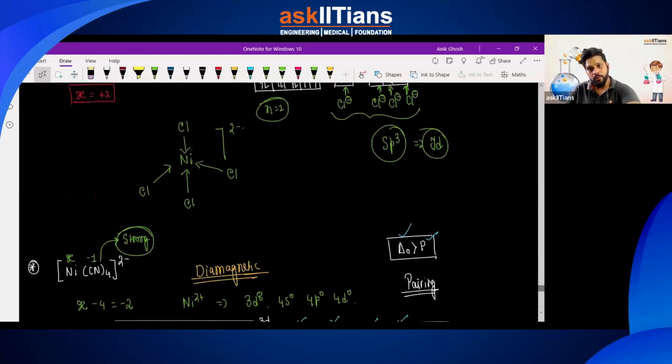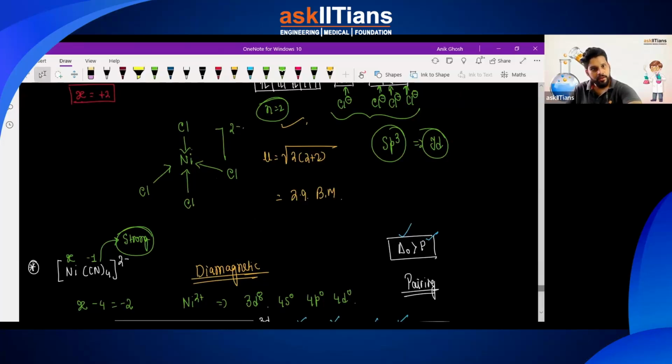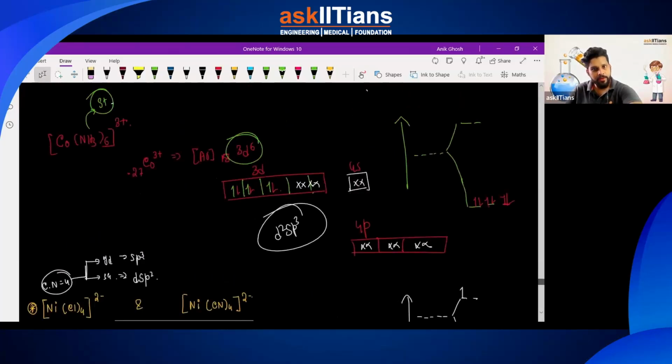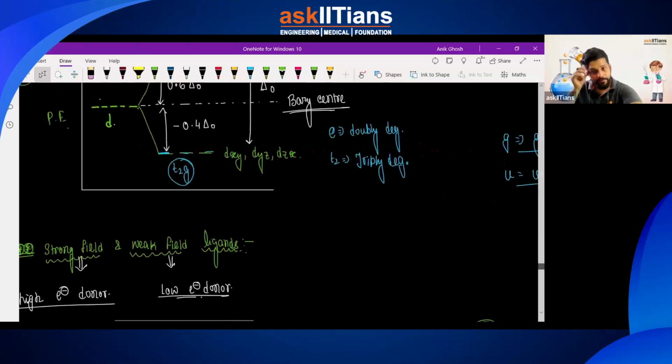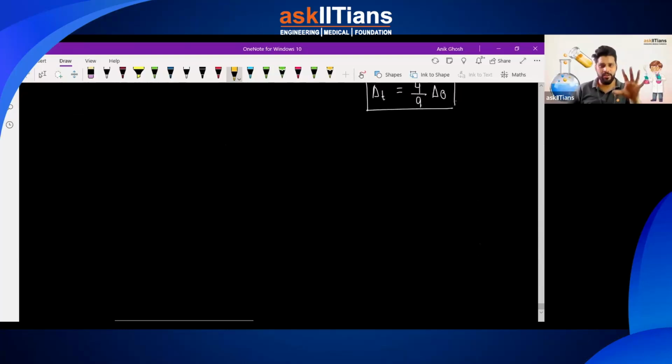What is the magnetism in here? We do it. Mu is equal to root over of 2 into 2 plus 2. n is equal to 2 over here, right? So if you just solve this, it would be coming close to 2.9 or 2.8, something like that. Bohr magneton. For this is also diamagnetic. Yeah, that's how you can find out the magnetism. Magnetism is nothing important in it, guys. It's very simple. Just use the formula and find it out.